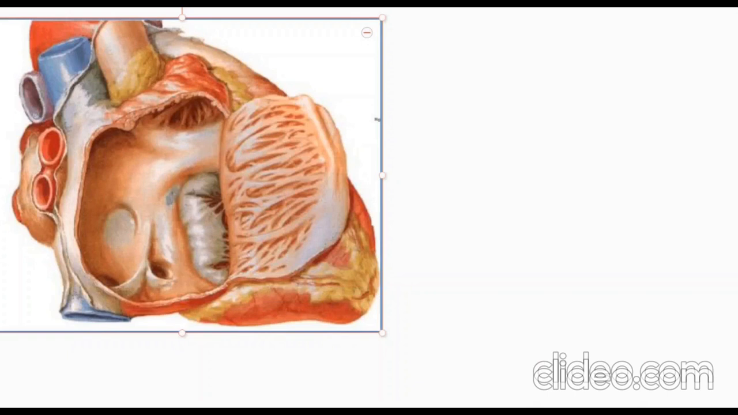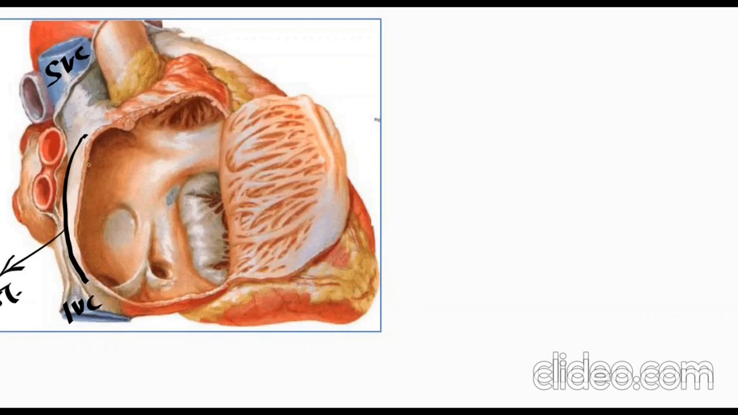Now again in this diagram you can see we have the superior vena cava here, and here we have the inferior vena cava. And what was the name of this area? This is the sulcus terminalis.